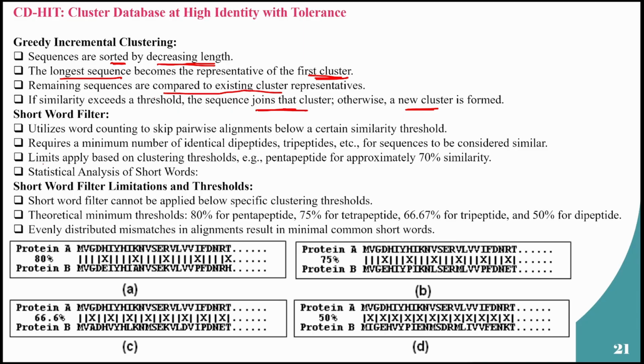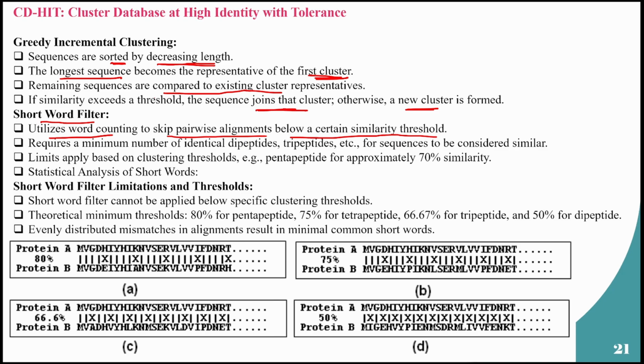Basically, how the algorithm works is that it uses something called a short word filter. That means it utilizes word counting to skip pairwise alignments below a certain similarity threshold. Now, how do you find out if two sequences are similar or dissimilar, right? You have to first align the sequences, right? You have to perform sequence alignment. If you have a very large data set, let's say thousands and lakhs of data points, right?